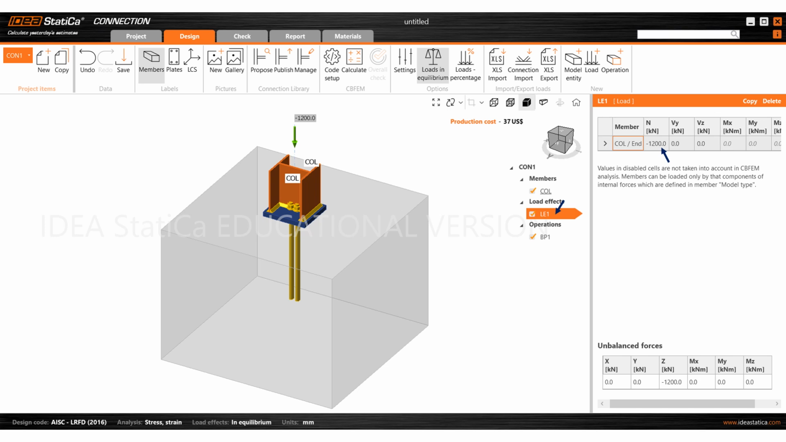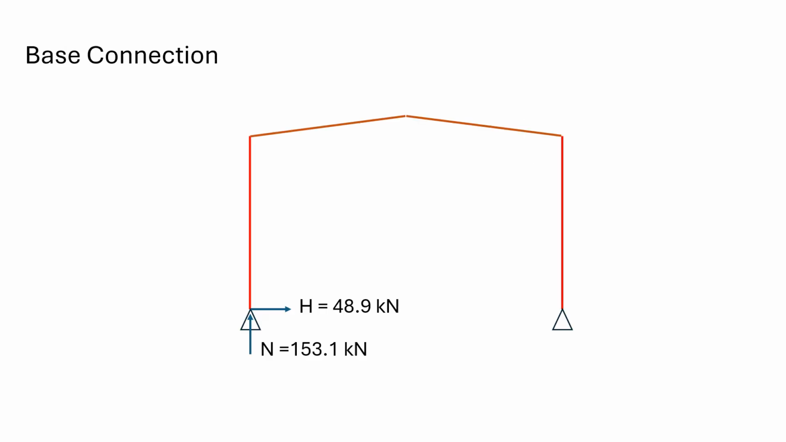After finishing the part under Column, let's go to Load effects. Choose LE1, and when you choose it, you will see this table on the side. Here you can insert the different values that you have. We have here minus 1200, which is a default of the program. We will change it to consider the values that we have. We have a horizontal reaction and a vertical reaction. These are the two values that we need to introduce into our connection design.